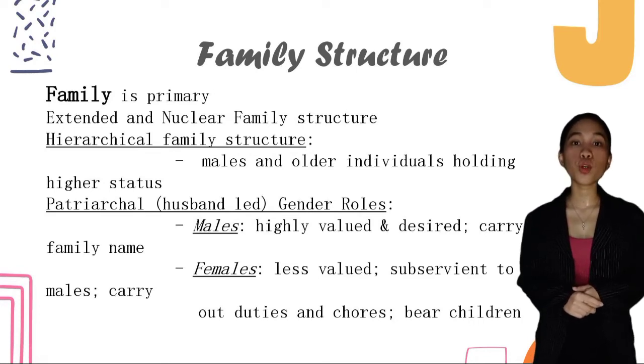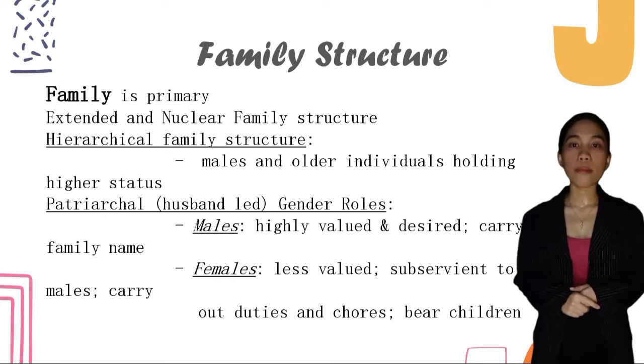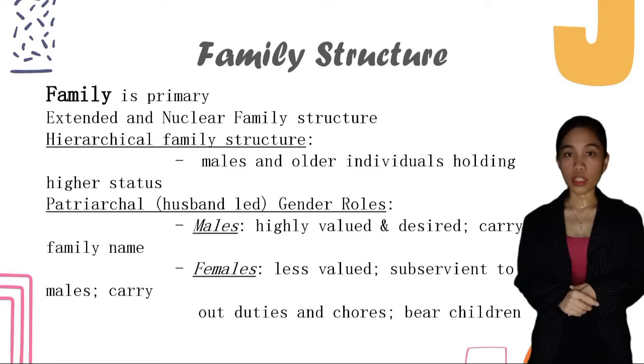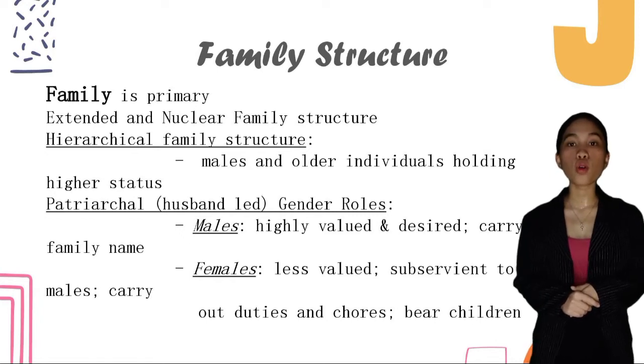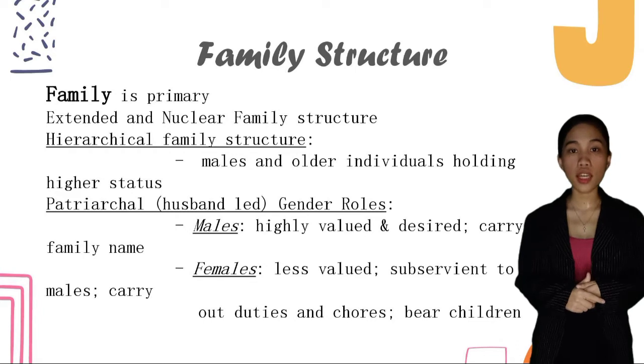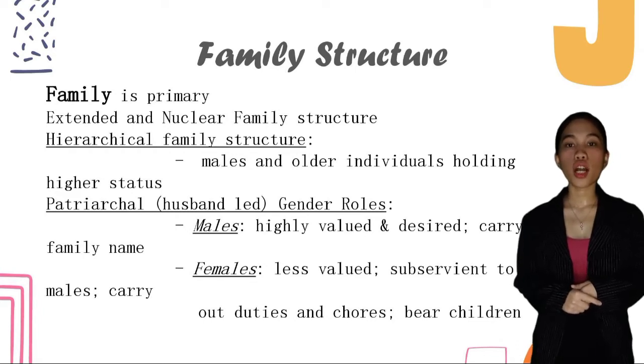And when it comes to the structure of the family, the importance of the family comes first. Structure of extended and nuclear families. A family with a hierarchical structure, men and older people with better social status. Gender roles and patriarchal or husband-led families. Males are highly regarded and wanted, and they bear the family name. Females are undervalued. They are submissive to men. They perform duties and chores, and they bear children. Elders should be respected. Loyalty to those in positions of authority, being well behaved, family honor, and loyalty.